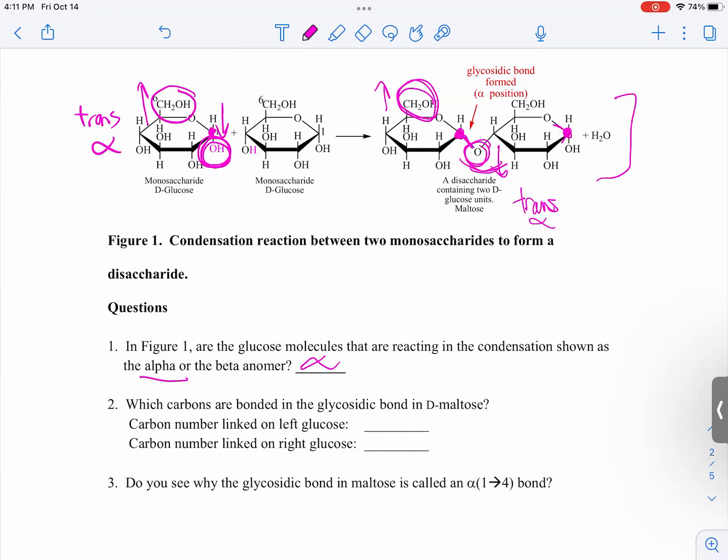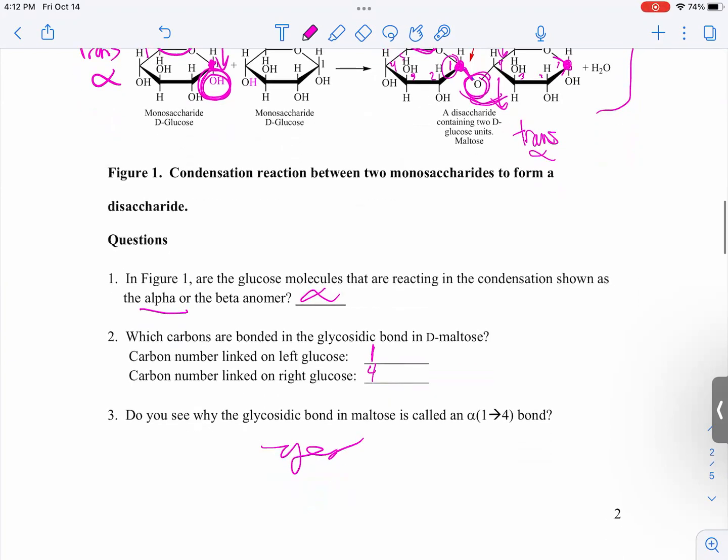All right, which carbons are bonded in that glycosidic bond for maltose? So in the 2 glucose units, you have, this is carbon 1, 2, 3, 4, 5, 6 on this first one that's participating in the glycosidic bond, and you have also 1, 2, 3, 4. Oh, that's the one in our bond. So we've got 1 on the left, right? And we've got carbon 4 on the right.